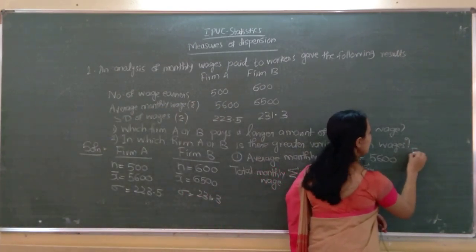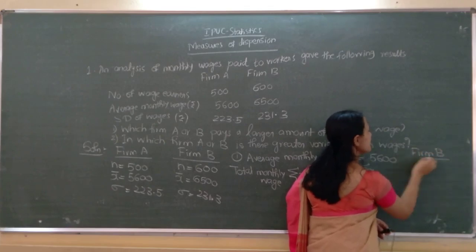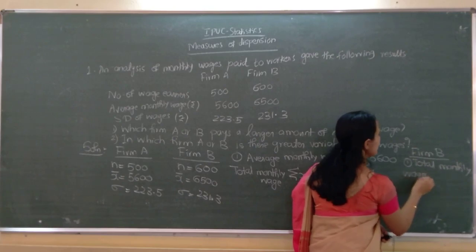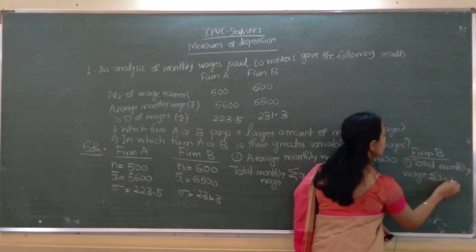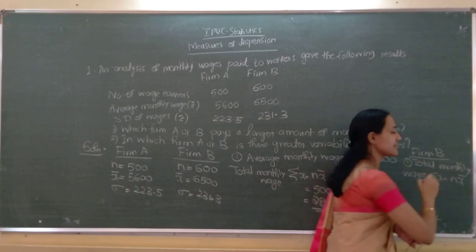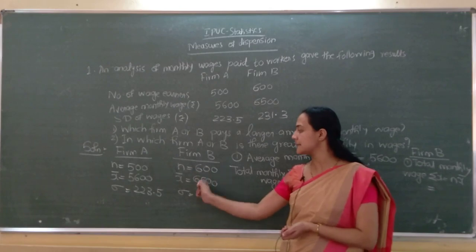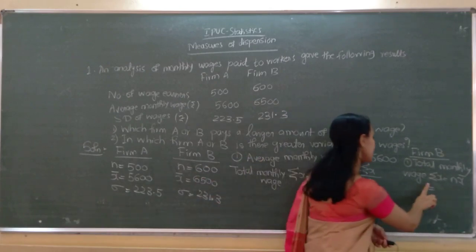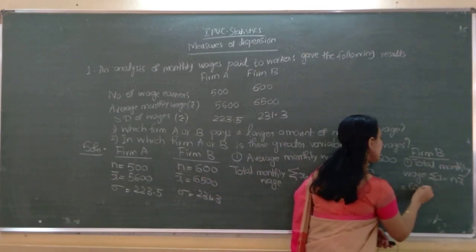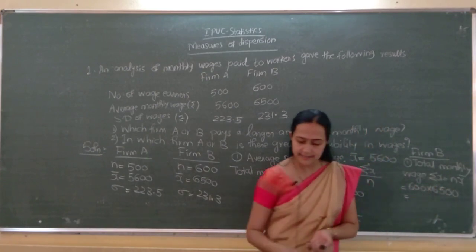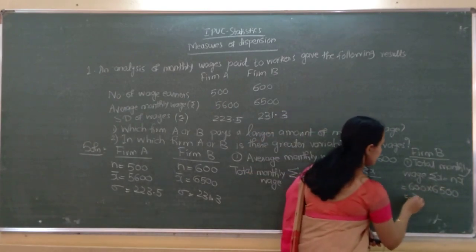I will do it here. Firm B also the same, total monthly wage. Total monthly wage equals n into x bar. Sigma x equals n into x bar. Here it differs. The number of wage earners differs. Number of wage earners equals 600. X bar equals 6,500. So it is 600 into 6,500. The answer is 39.